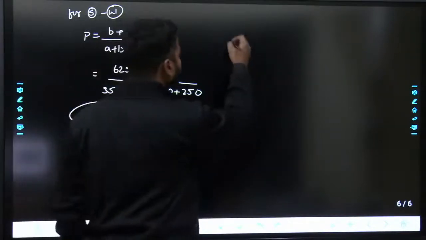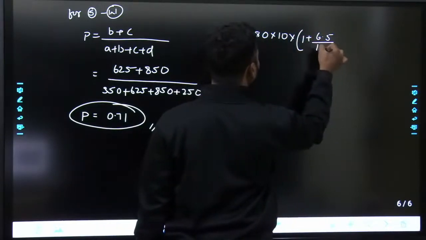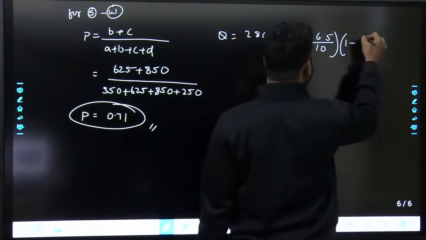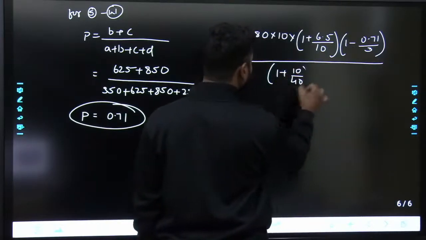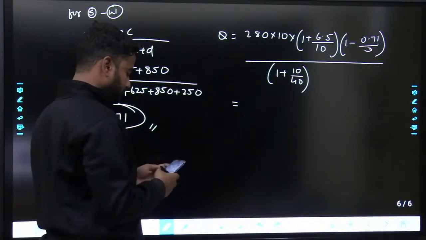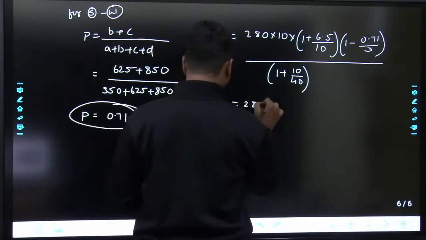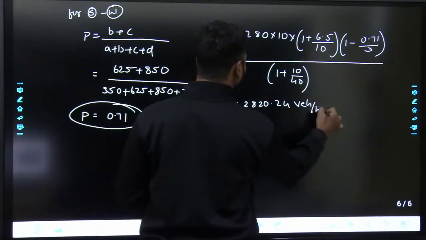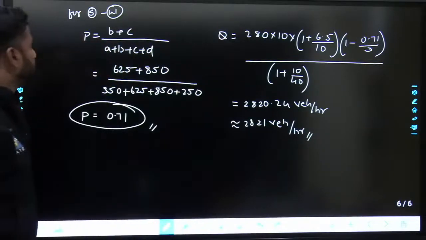P is 0.71, then Q would be equal to, directly substituting, 280 times W which is 10, times 1 plus 6.5 upon 10, multiplied with 1 minus 0.71 upon 3, whole divided by 1 plus 10 by 40, that is W by L. So we will be getting around 2820.24 vehicles per hour, approximately 2821 vehicles per hour. This is Q for the south-west leg.